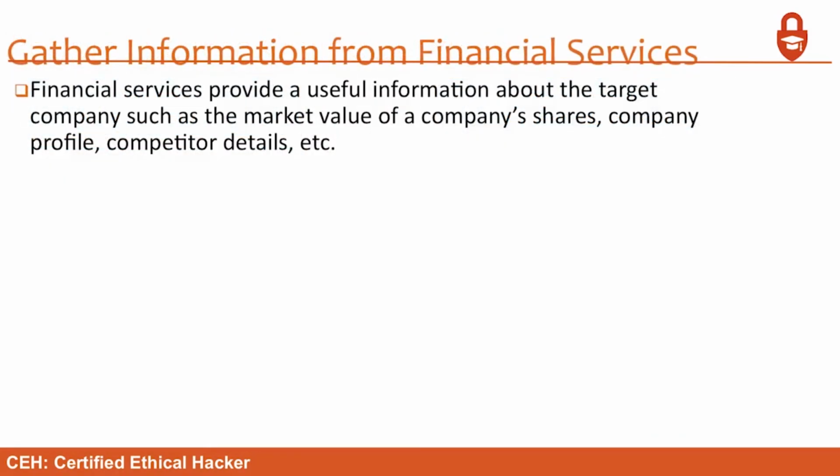So you can gather information from financial services. Financial services provide useful information about the target company, such as market value of a company's shares, company profiles, and competitor details. If you were in business and you wanted to attack some competitors because you heard they're trying to break into a market space, or whatever the reason, you can use this kind of stuff to find out who your competitors are. This is something you should look at when you're doing commercial pen testing. Find out who the competitors are, and that should be something you include in your report.